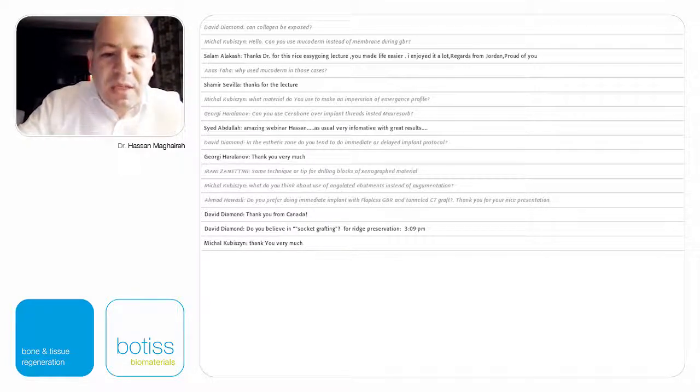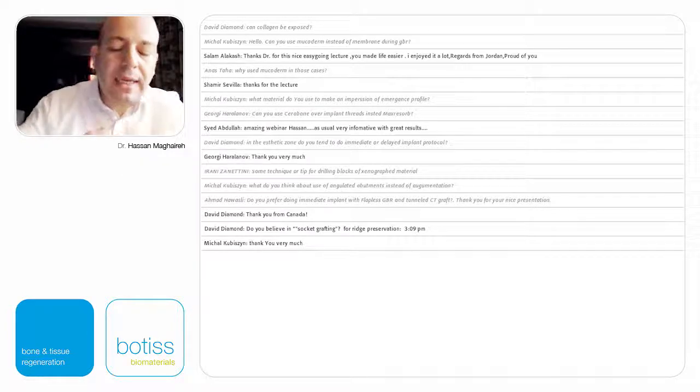Irani, some techniques or tips for drilling blocks of xenograft material. Okay, the blocks I use are not xenograft, Irani, they're allograft, and they give you much better results than xenograft blocks. But the advice here, they're completely different to the autogenous blocks. You need to make sure the block stays dry. This is really important. Because if you do irrigation as you're drilling, it's going to crumble. You need to make sure you use a very thin drill. I would personally go for 1 millimeter drill, very thin screws, and you need to also make sure that the recipient site is good.